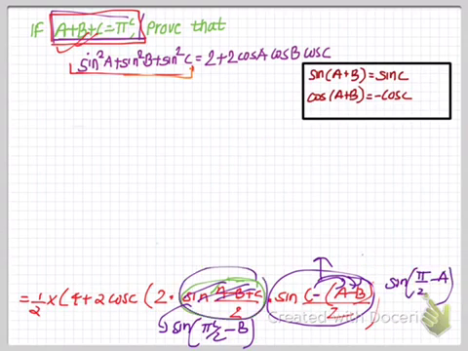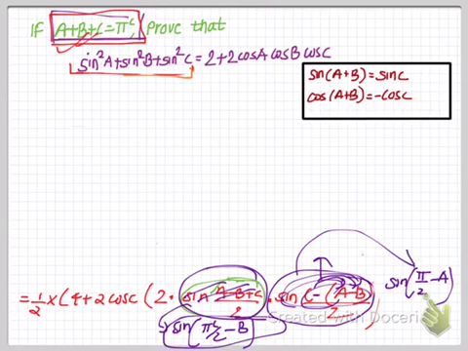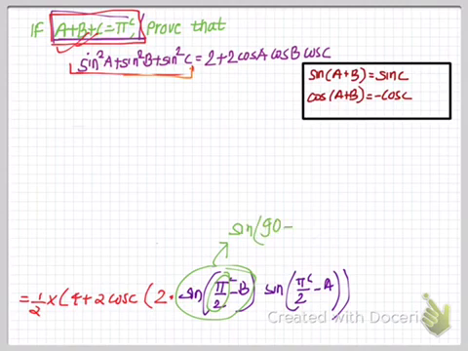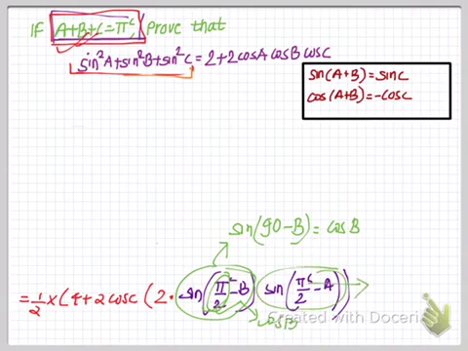Now let me replace this expression with this expression and this expression with this expression. After that we can further simplify. We know that pi radian by 2 is equal to 90 degrees, so sine of (90 degrees minus B) we know is equal to cos B, so I can replace this sine(pi radian divided by 2 minus B) with cos B, and similarly for this expression I can replace it with cos A.